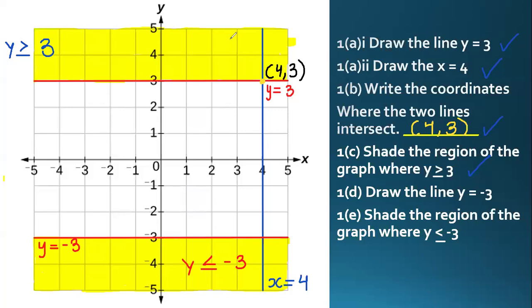Take a picture of your work and send it to me via WhatsApp. Again, take a picture of your work and send it to me via WhatsApp. I need to see those pretty graphs. Just like how mine is, yours should be. And as you can see, mine is perfection.